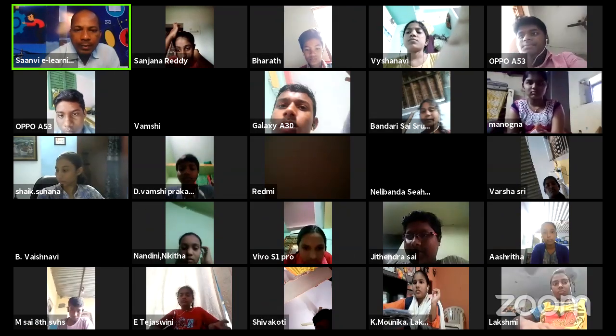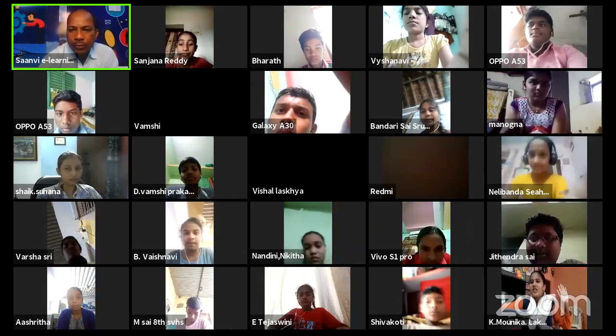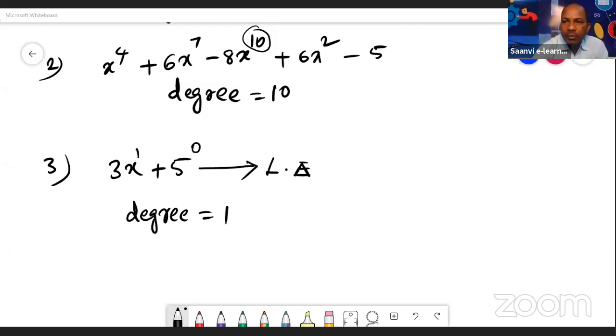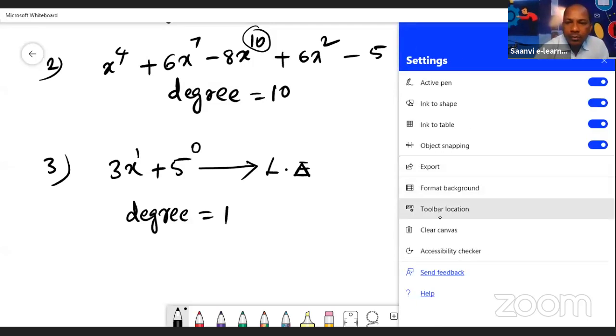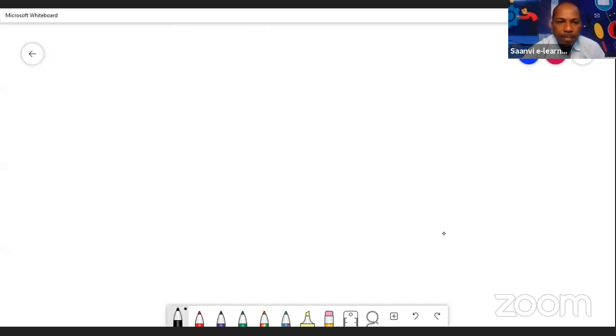All of you observe these examples and look at the board. Children, first example. Suppose 3x plus 2 is equal to 10 is a linear equation. 3x plus 2 is equal to 10. Here we want to send this plus 2 this side.